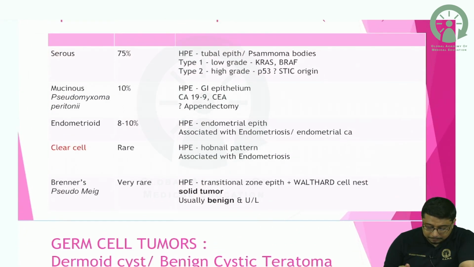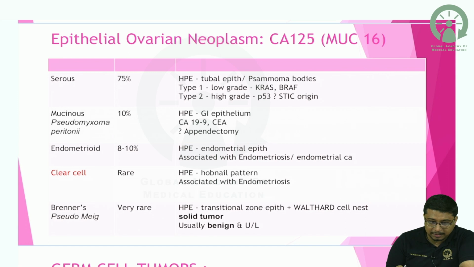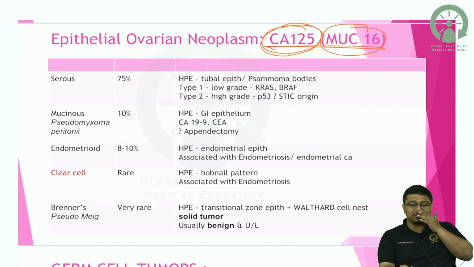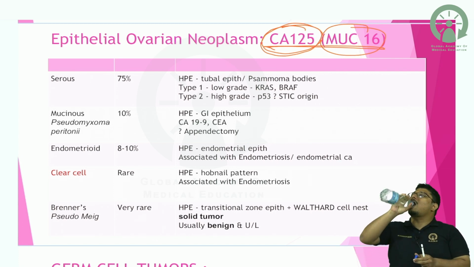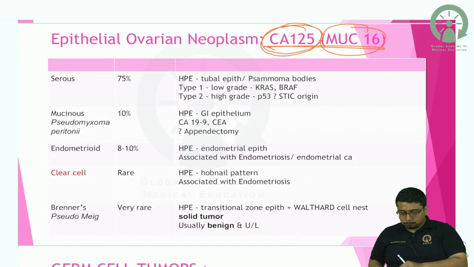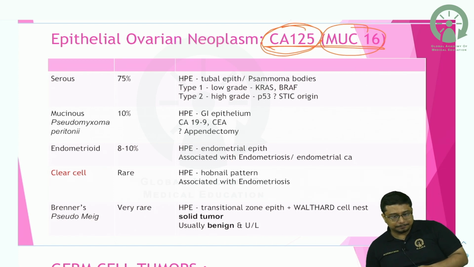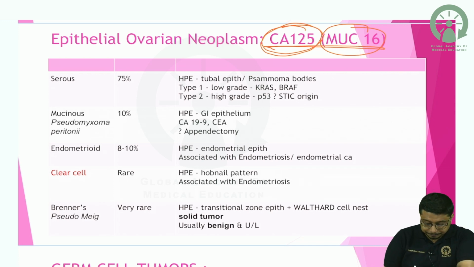So, coming to the types of epithelial ovarian cancers, the general marker of epithelial ovarian cancer is CA125, which is also known as MUC16, and this tells you that these are basically the mucopolysaccharide group of molecules. So there is type 1 or low grade, which is KRAS or BRAF, and type 2 or high grade, where P53 is usually considered as high grade serous and of tubal origin.